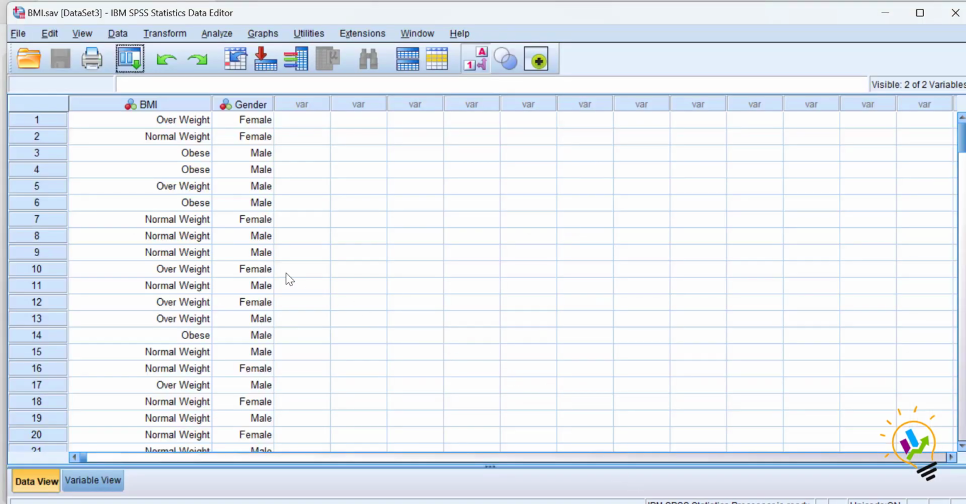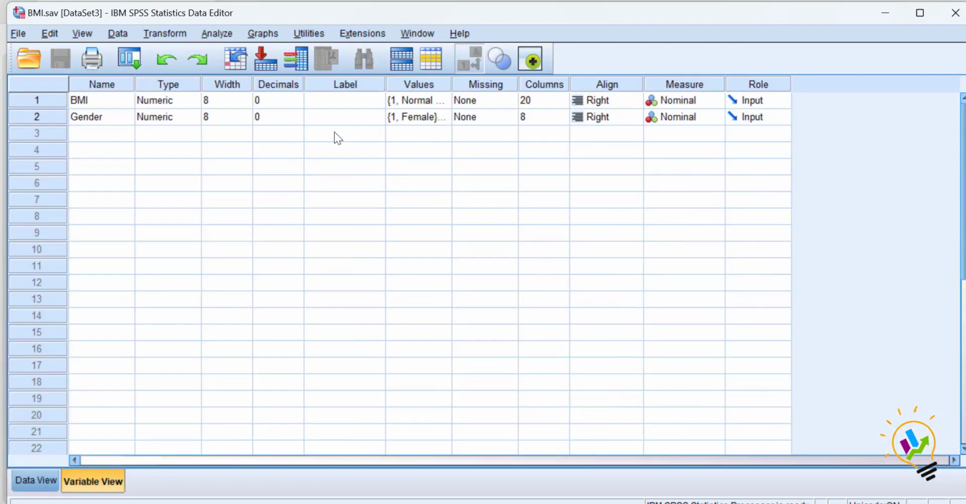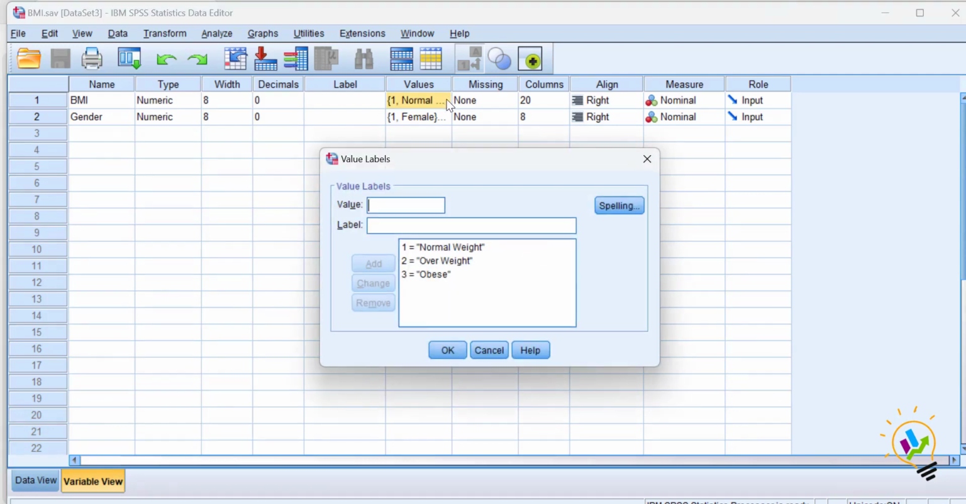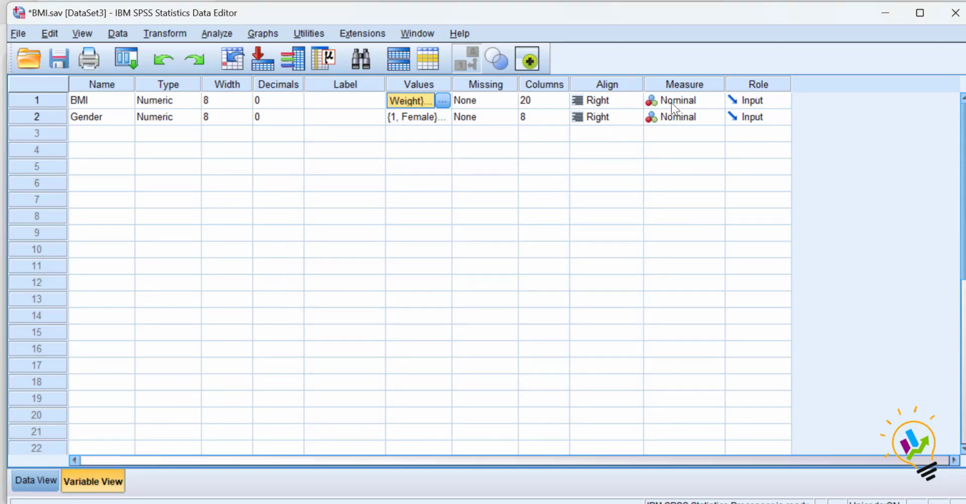This is the example of BMI. So this is the data of BMI. I'll show the variable view. In variable view, we have three nominal levels: normal weight, overweight and obese. You can see the data is nominal. Now we will do this chi-square goodness of fit test. Let us start the analysis.